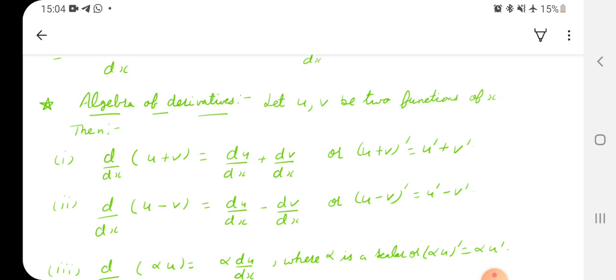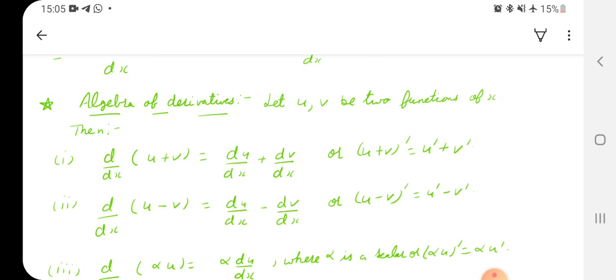So first, the derivative of u plus v, that means the addition of two functions. It will be du over dx plus dv over dx. That means their individual derivatives when added will give us the derivative of u plus v. So (u plus v) dash will be equal to u dash plus v dash. Second is the rule for the subtraction of functions.